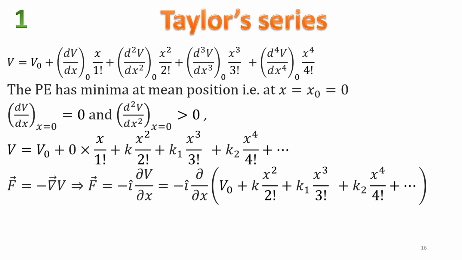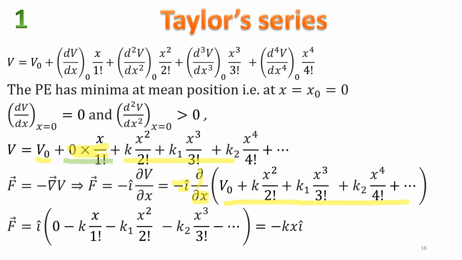Actually, I want to highlight a factor: here we have this term vanishing out and the leftover V, which is V0 plus k into x square by 2 factorial and so on. These next terms are present here to represent V, and then we are taking the partial derivative with respect to x of this quantity times minus i. So here we have already ignored this term in our next expression.